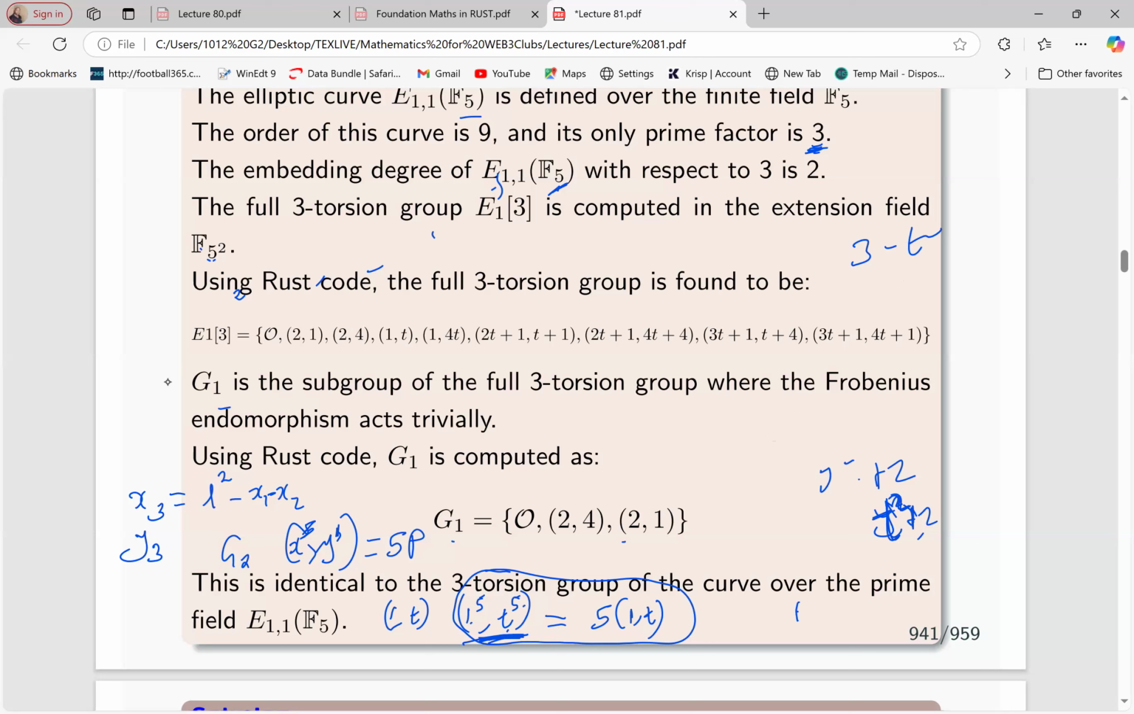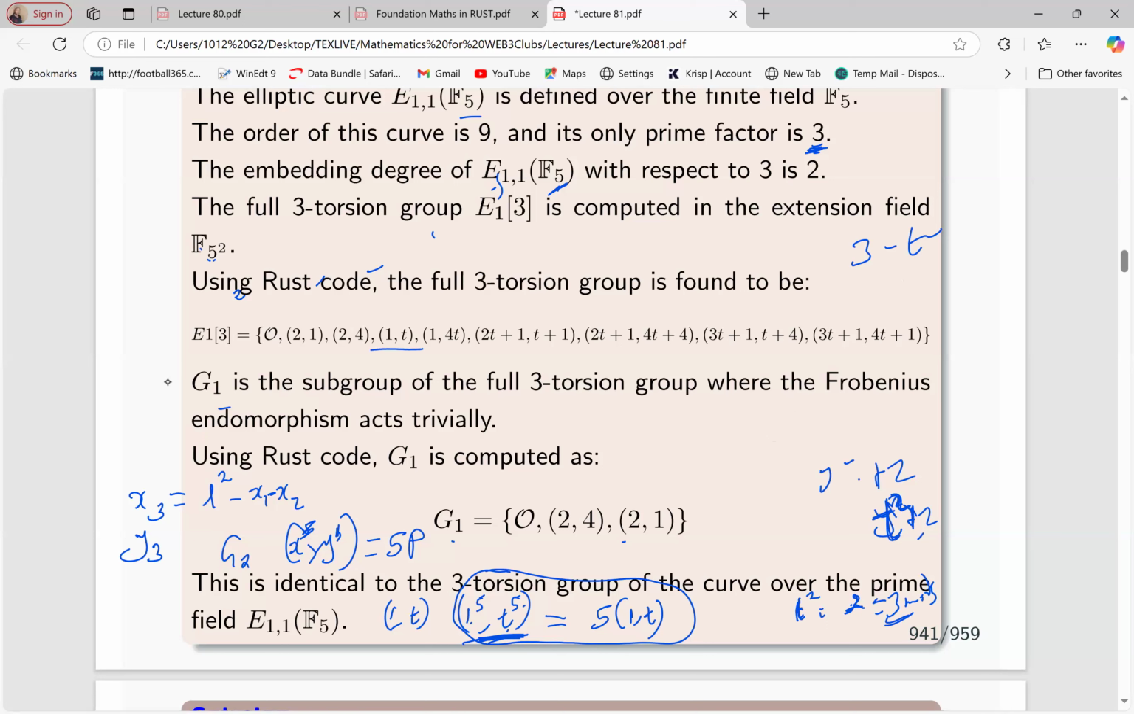How do you reduce it? t squared is equal to -2, which is 3 mod 5. So anything t squared and above is 3.